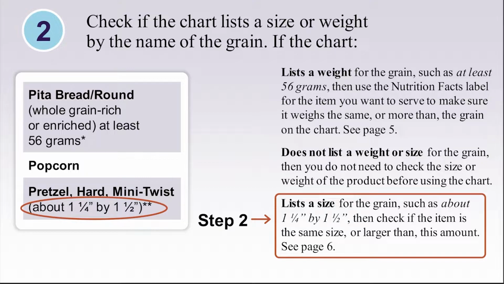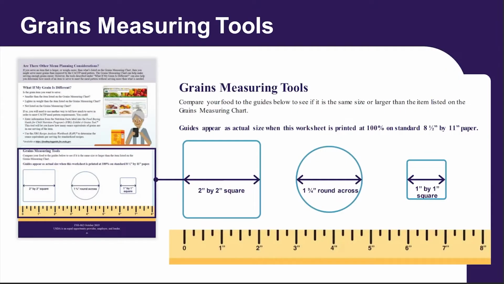Step 2 tells us that if the chart lists a size by the grain item's name, then we need to make sure that the grain item we want to serve is the same size or larger than the size listed in the grains measuring chart. In this case, our pretzel must be at least 1 1/4 inch long by 1 1/2 inch wide. So, how can you tell the size of the pretzel you want to serve? Page 6 of the worksheet provides more information about measuring and sizes. So let's take a look at page 6 now.